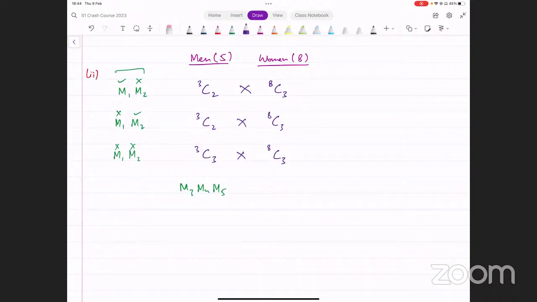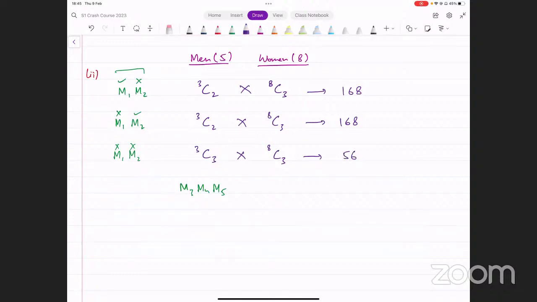The first one is giving me 168. The second is exactly the same, so that should also be 168. Now, what about the third one? 3C3 into 8C3. This turns out to be 56. These are the three possibilities that we've got.